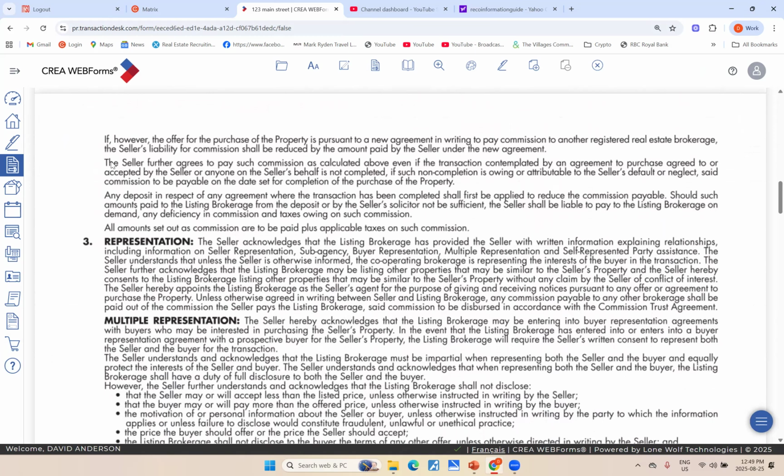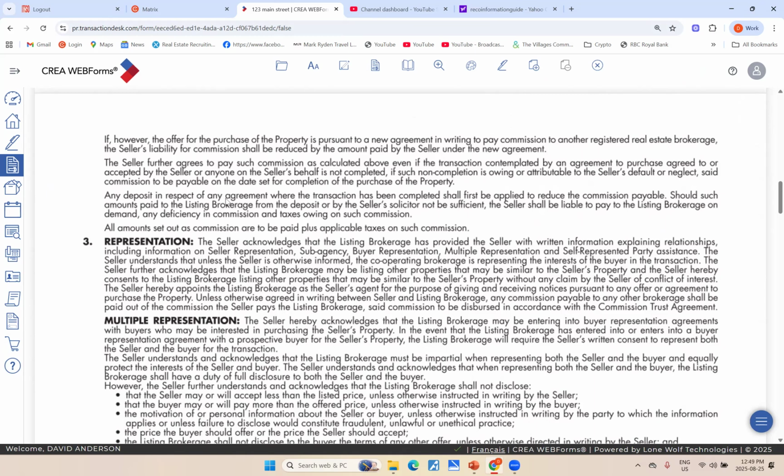Here's an interesting sentence here, and it says that the seller further agrees to pay such commission as calculated above, even if the transaction contemplated by an agreement to purchase agreed to or accepted by the seller or anyone on the seller's behalf is not completed. If such non-completion is owing or attributable to the seller's default or neglect, said commission to be payable on the date set for completion of the purchase of the property. So if the seller doesn't close for whatever reason, they still owe commission.